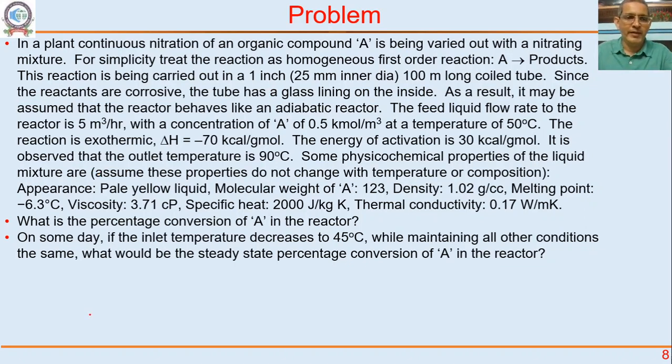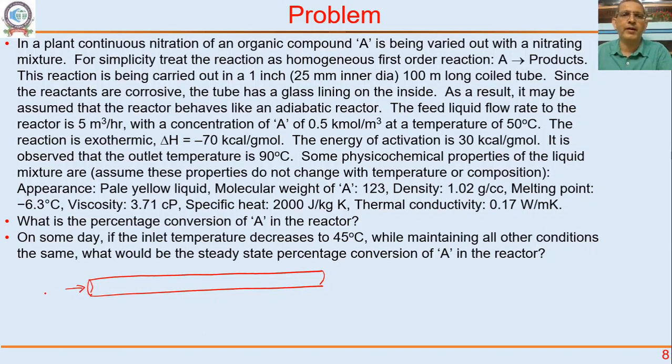Just to help you solve, let's try to draw first of all. First condition is there is a plug flow reactor, 25 millimeter inner diameter, 100 meter long. Let's imagine that this is a straight tube, but right now it's a coiled reactor. So inlet flow rate is F, with Cp, rho, F Ca in, T inlet, outgoing F Ca out, T out. Delta H we know, energy of activation we know.